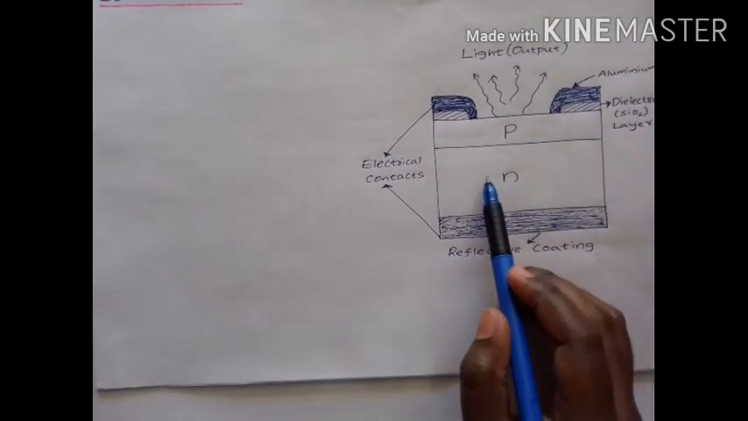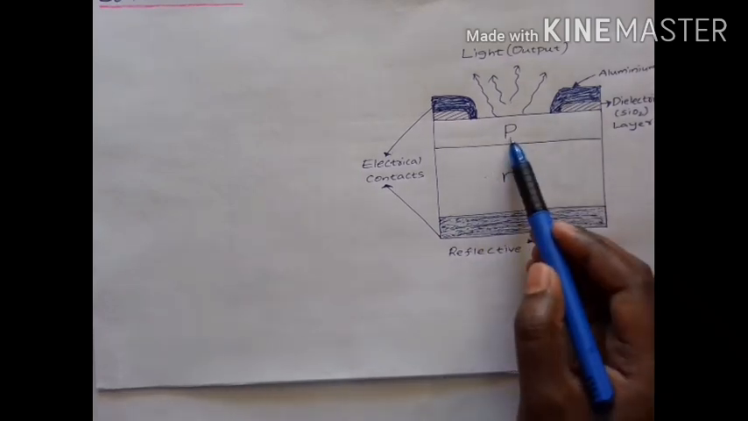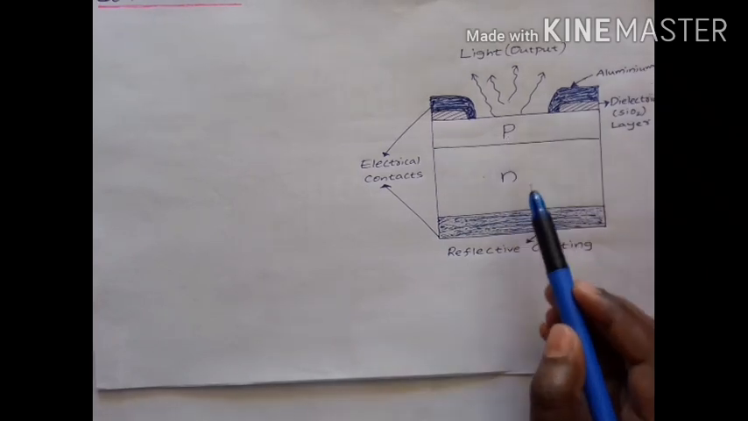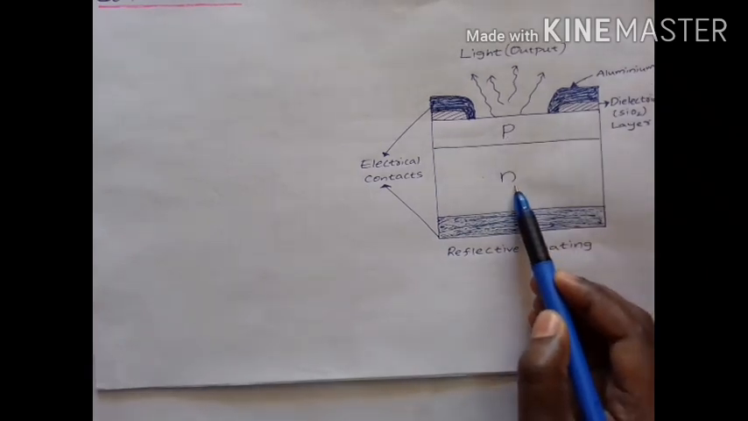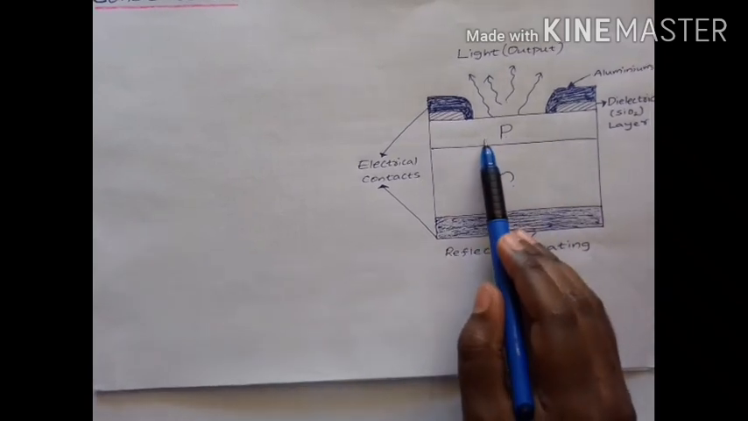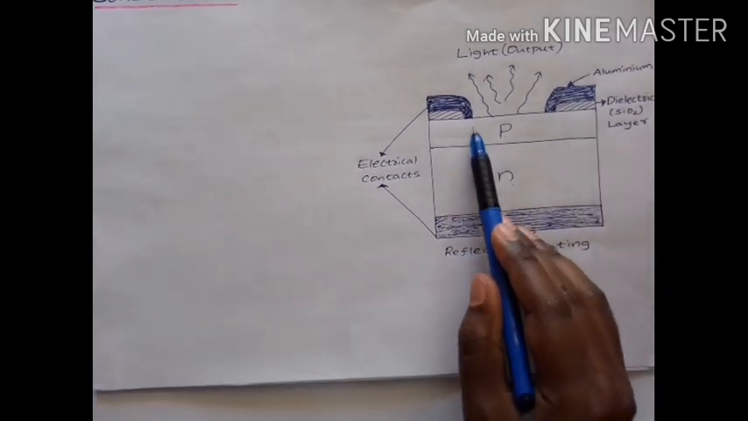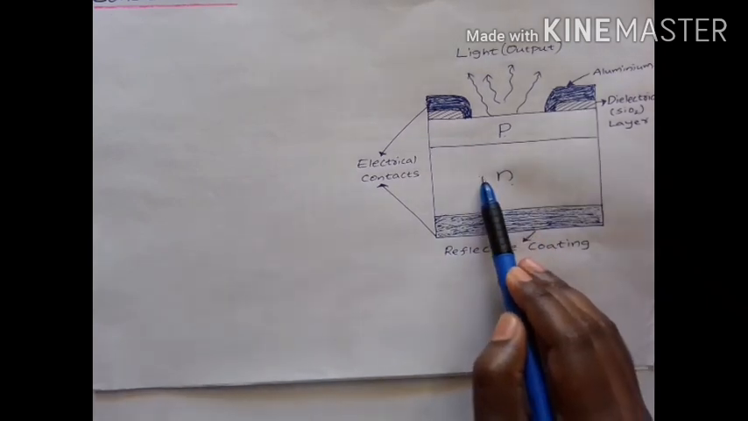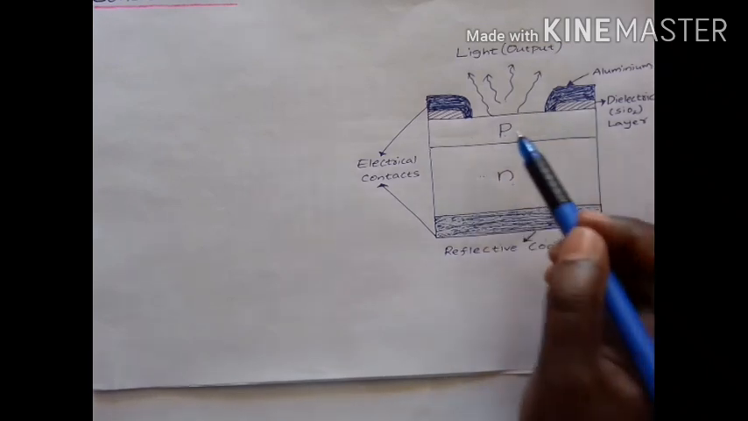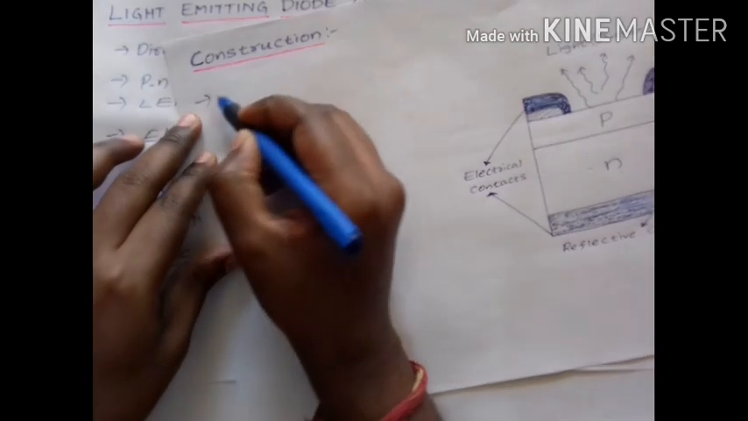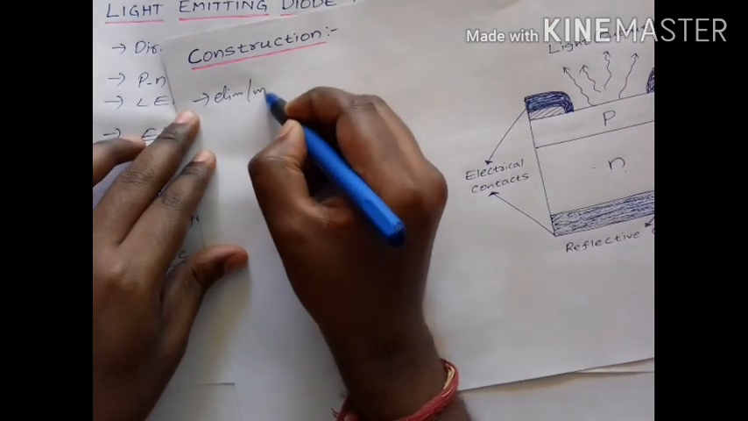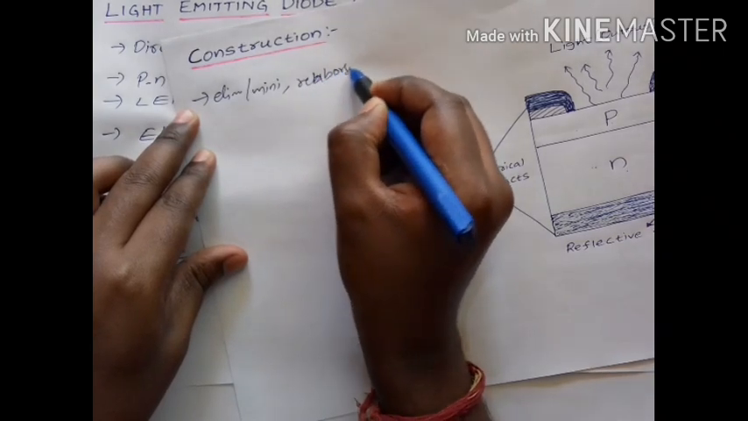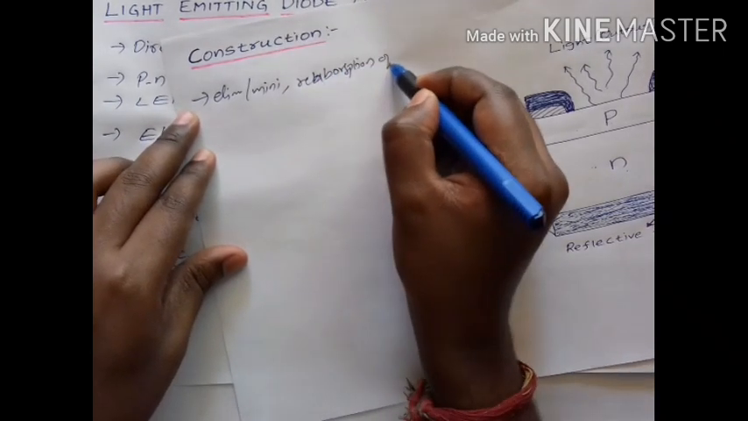In this diagram you can observe that the p-type extrinsic semiconductor material is placed over the n-type extrinsic semiconductor material, and you can also observe that the width of the p-type material is made lower than the width of the n-type material. This is to minimize the reabsorption of light.